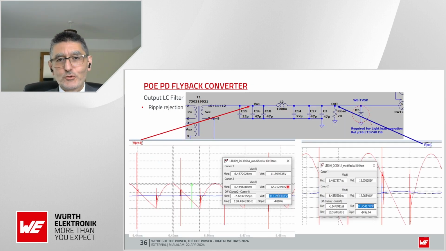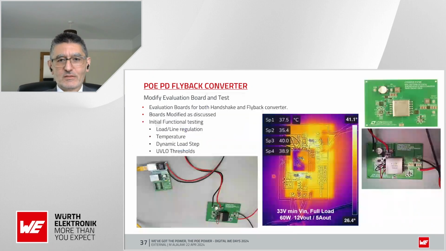I didn't want to show you another insertion loss in dBs. I'll show you the signal in terms of the ripple signal before the filter and the ripple signal in blue after the filter. And you can see the difference is quite substantial: 313 millivolts ripple compared to 9 millivolts ripple after the filtering.